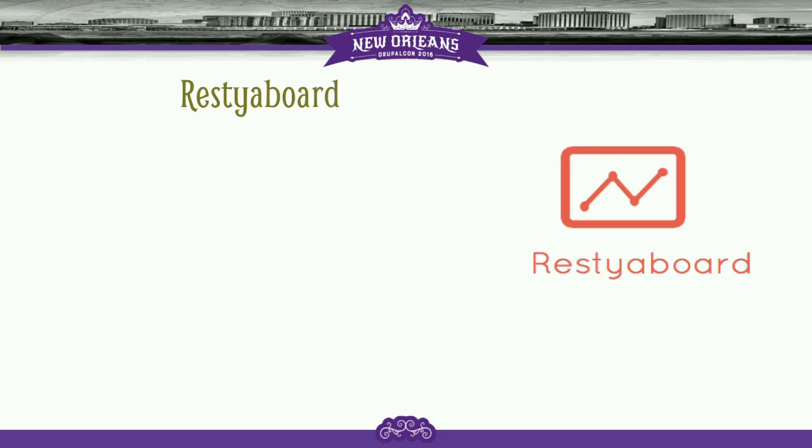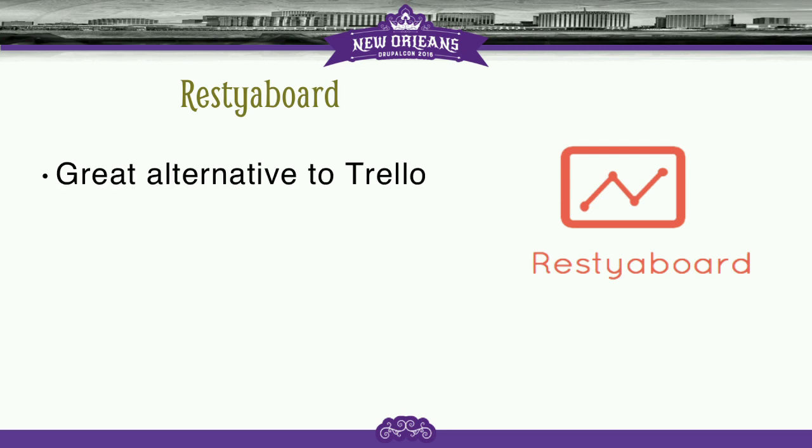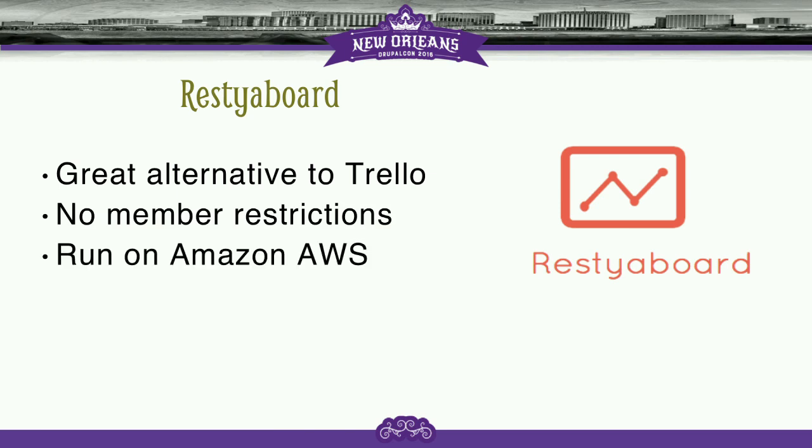Okay, so Trello is, let's call it, the first one. There are two more projects that I want you to see in the Trello vein. The first is Restyaboard. It's a really nice alternative. It too has no member restrictions, and it spins up really quickly on an Amazon Web Services instance. So you can set it up out of the box for free, with Amazon hosting for free, and you have your own instance. So you're self-managing and self-hosting, right?